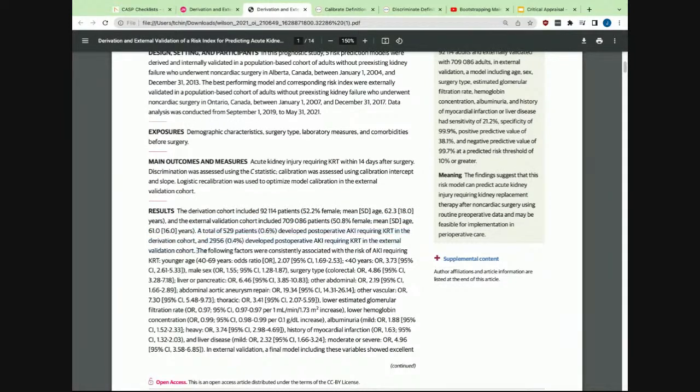Okay, so now this whole section here is all about all the potential factors that were associated with the risk. So if you ever feel overwhelmed, if you ever feel like, oh, there's so much information, really break it down and see, okay, what is this? And here, even the first sentence: the following risk factors were consistently associated with risk of AKI requiring KRT. And then the rest are just all the results and all the factors that can predict acute kidney injury.